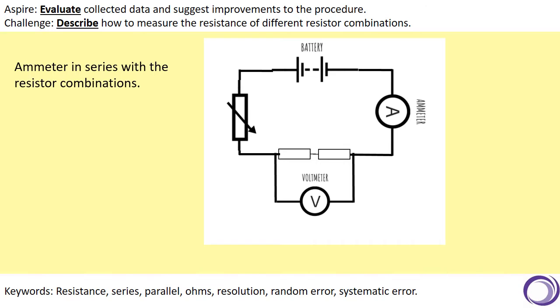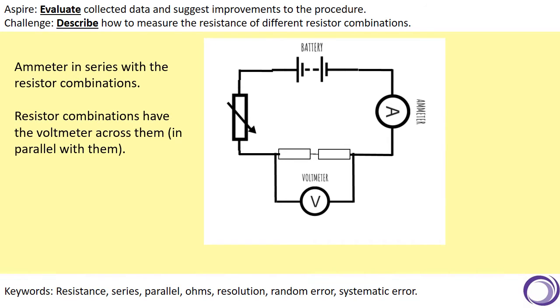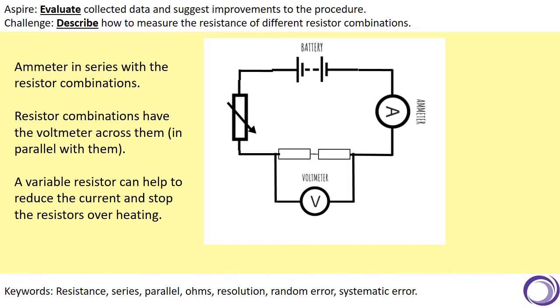In summary then, ammeter in series with the resistor combinations. The resistor combinations have then got the voltmeter across them, so the voltmeter's in parallel with them. And a variable resistor can help to reduce the current and stop the resistors overheating.